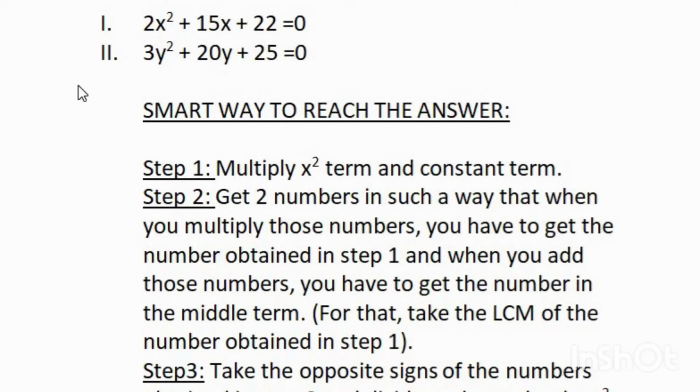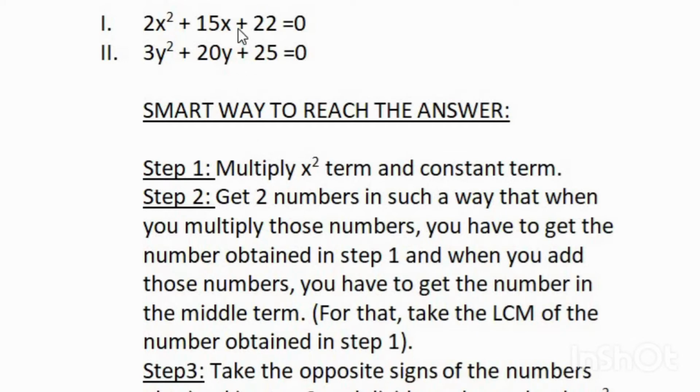In the first question, the equations are 2x square plus 15x plus 22 is equal to 0. Second equation, 3y square plus 20y plus 25 is equal to 0. And here what you have to do is, first step, multiply the x square term and the constant term. In the second equation, multiply the y square term and the constant term.